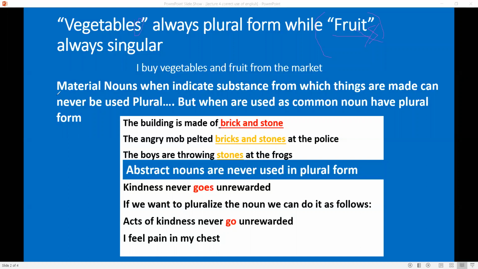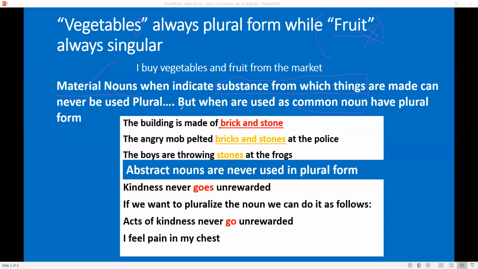Now, the next thing is material nouns. What are material nouns? Material nouns are those nouns which indicate substance from which things are made. When they are used as substance from which things are made, they cannot be made plural or used plural in writing as well as speaking. But when they are used as common noun, not representing any substance or material, they can be used plural.